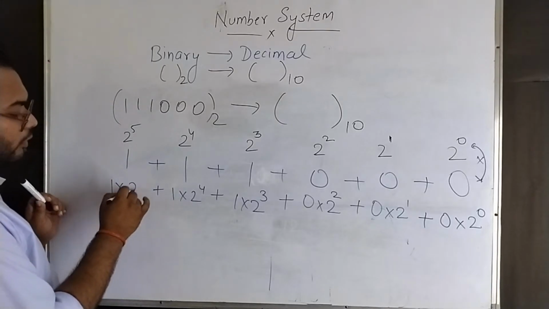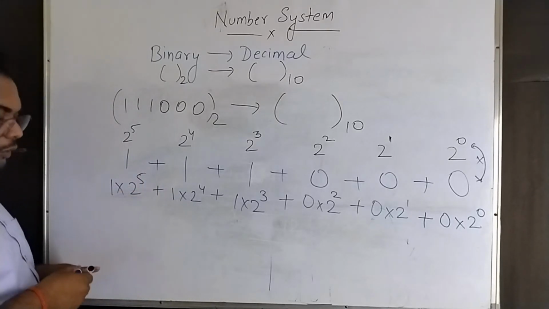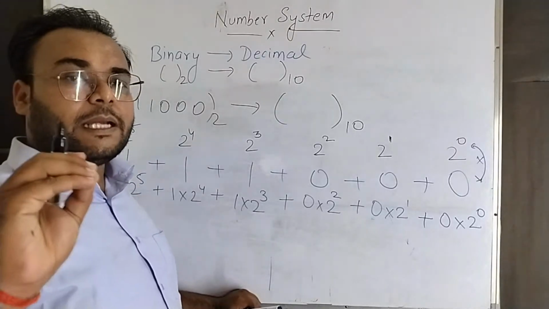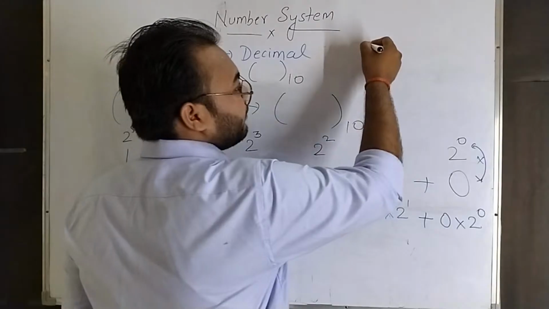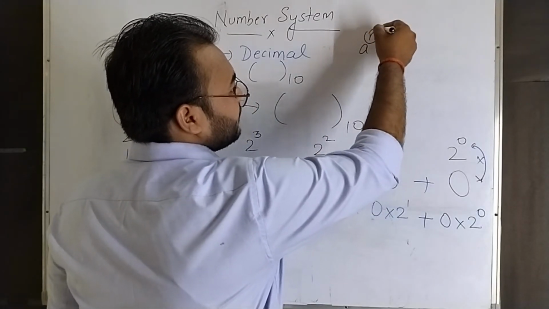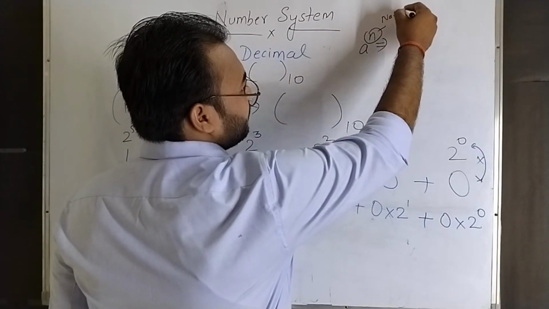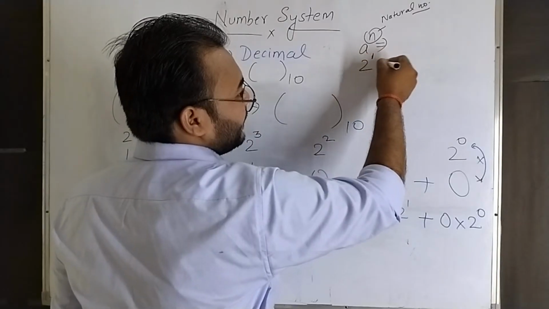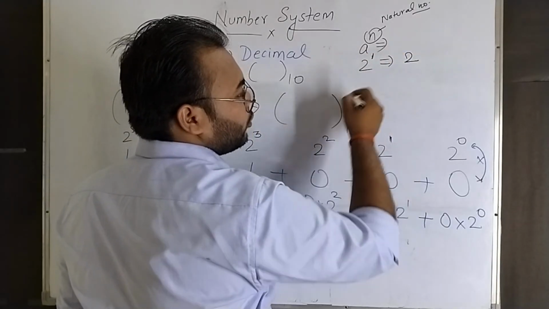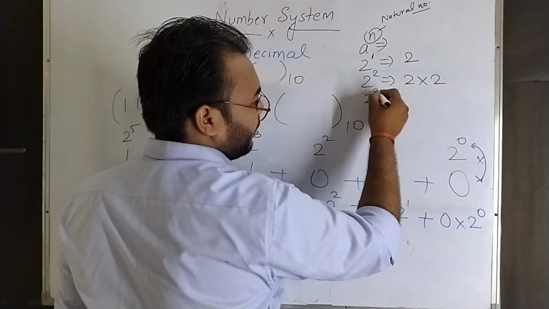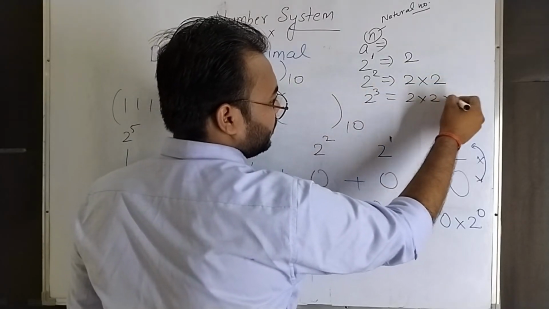And 1 into 2 to the power 5. Now you can see, I have already told you, we have already studied the chapter exponent, and we know whenever there is any number and it is having any power, this is a natural number. Clear? So suppose 2 to the power 1, we are going to multiply 2. What is 2 to the power 2? It means 2 into 2. 2 to the power 3 means 2 into 2 into 2.